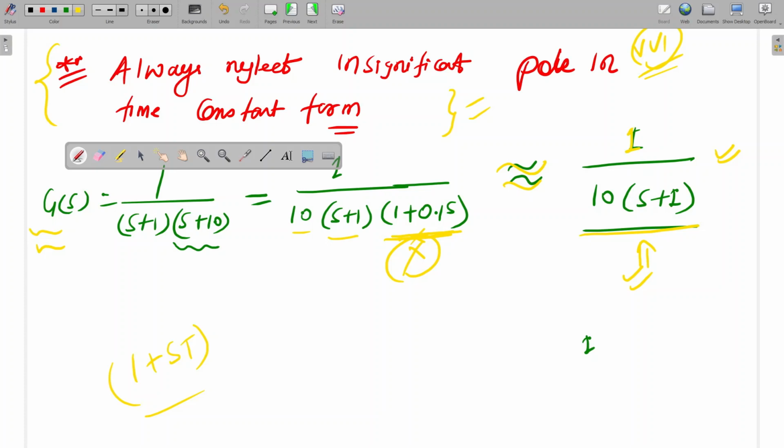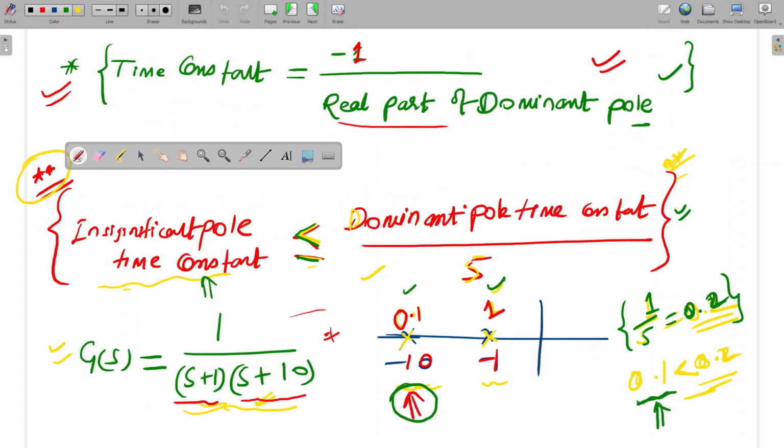Some poles we can neglect. If a pole is insignificant, we have to memorize this: if a pole's time constant is less than or equal to the dominant pole's time constant divided by 5, then we can neglect it. What is the dominant pole? The pole nearby the origin. That pole's time constant divided by 5 we calculate first.